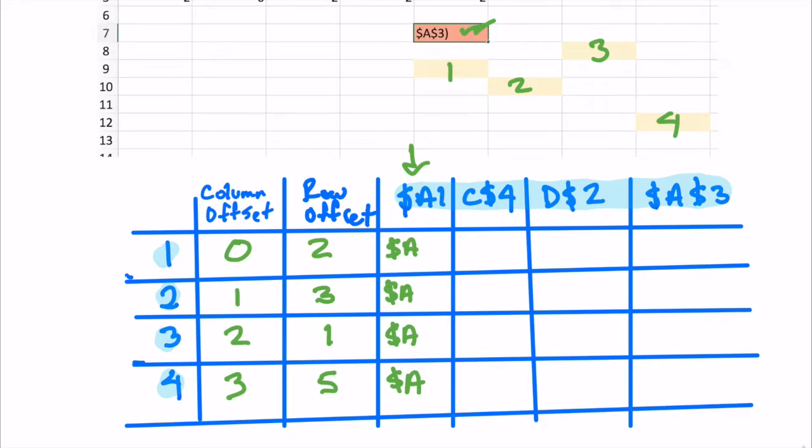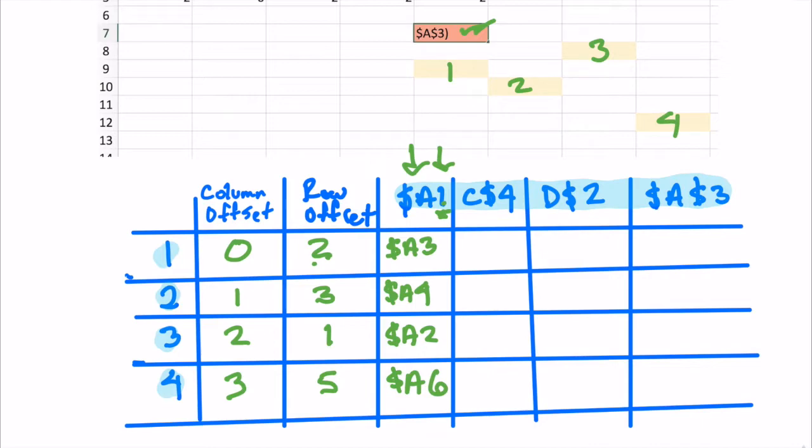Then I look here, that's a 1, it doesn't have a dollar sign. So 1 is my starting point, and on the rows I have an offset of 2. So this number is going to be 1 plus 2, which is 3. Then we have 1 plus 3, which is 4, 1 plus 1, which is 2, and 1 plus 5, which is 6. That takes care of the $A1 argument when I paste it into those 4 cells.